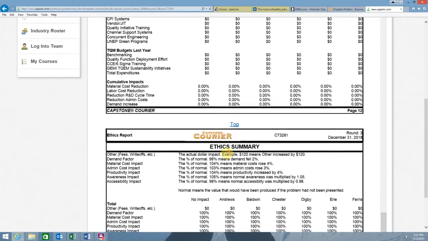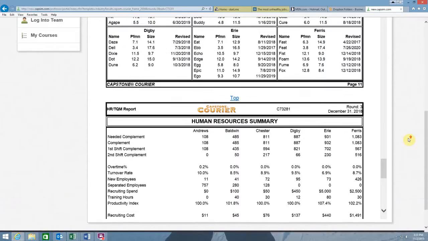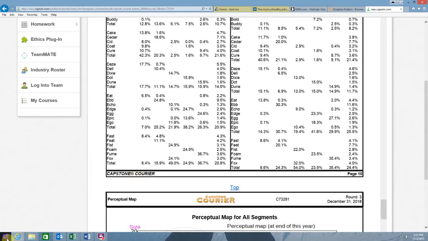TQM starts next round, so make sure you're aware of the TQM that you need to spit out for next round. So that's kind of it.